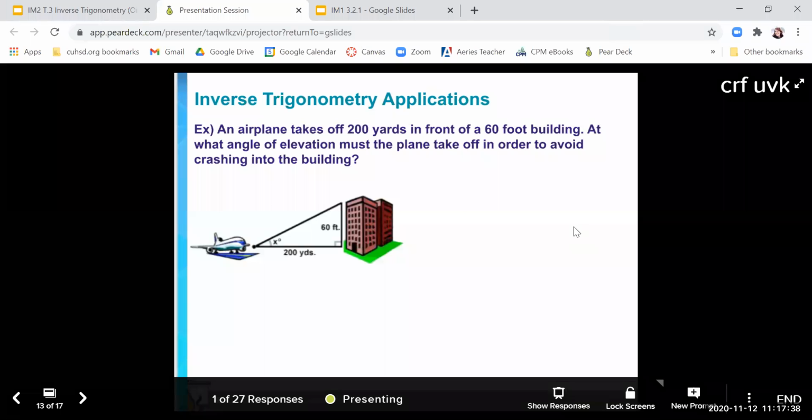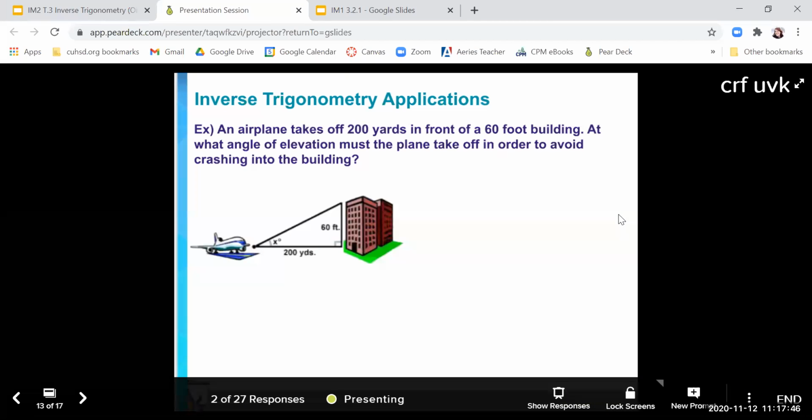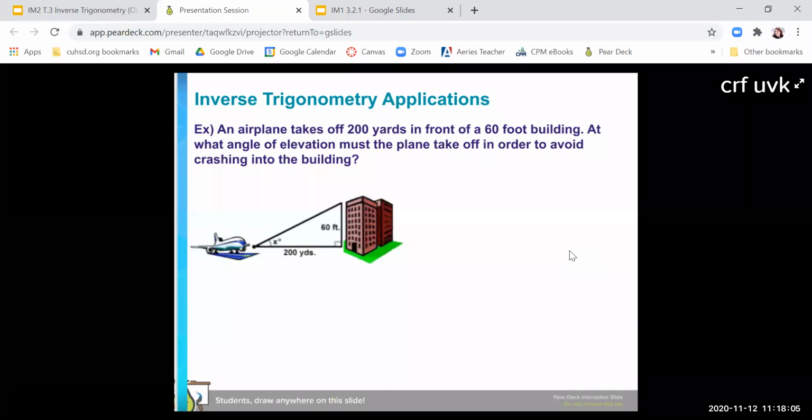So here is an inverse trig application style problem. We have an airplane that takes off 200 yards in front of a 60-foot building right here. At what angle of elevation must the plane take off in order to avoid crashing into the building? That means we need to make sure it clears the 60-foot building. Of course, you would want it to clear by a little bit more than barely, but this would be the absolute minimum for it to clear.